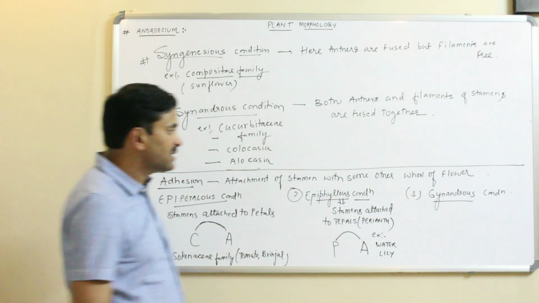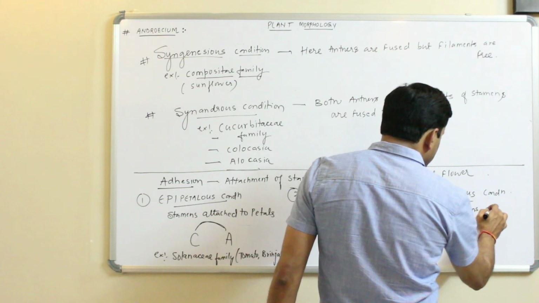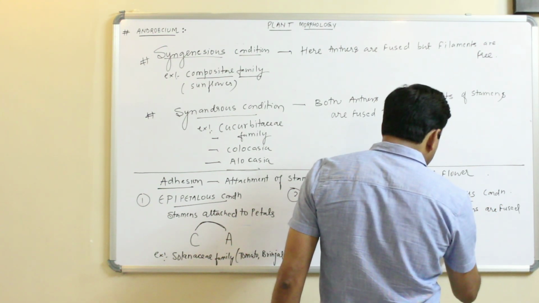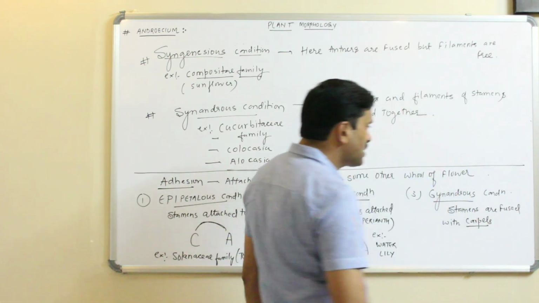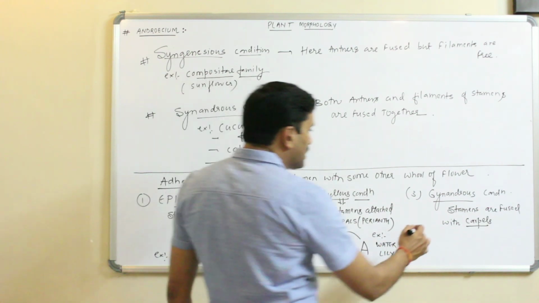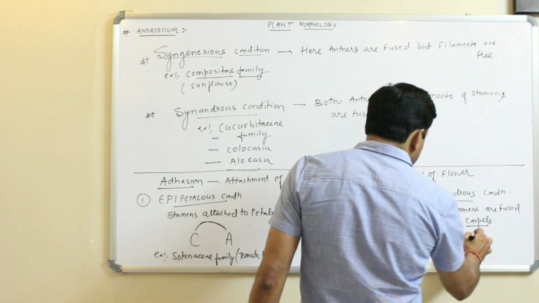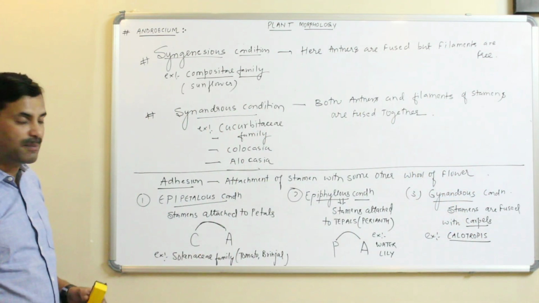Okay, and gynandrous condition, stamens are fused. Stamens are fused with carpels. The best example is Calotropis. Stamens are fused with carpels.